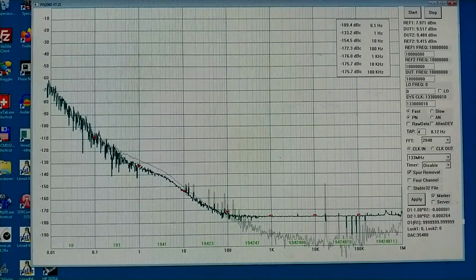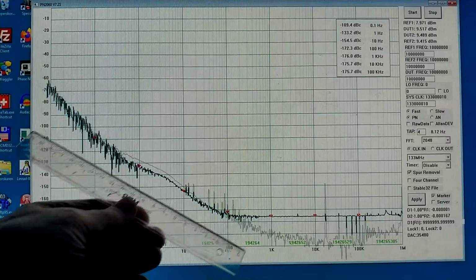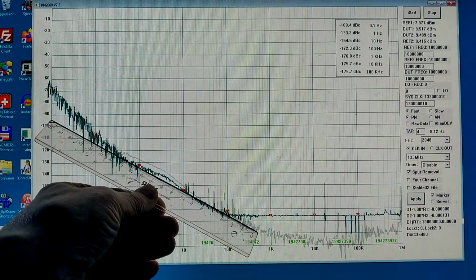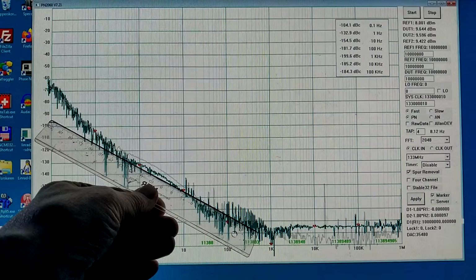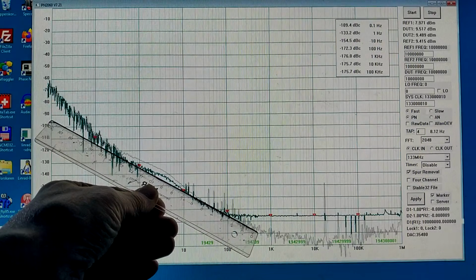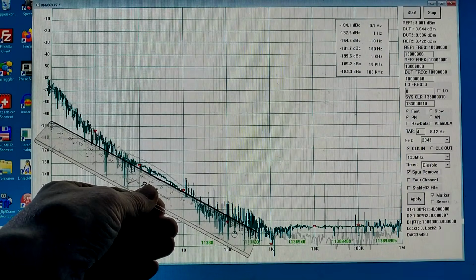I have connected the crystal filter directly to the gate of the source follower. And here is what I see. And I can put the ruler here. And here is what I had when I connected it through the step-up transformer. So there is a significant improvement at the 1 Hz offset, but at 10 Hz offset the difference is the other way around.